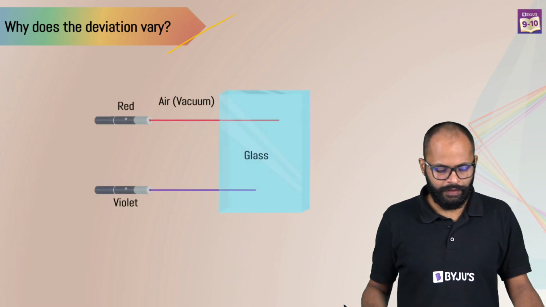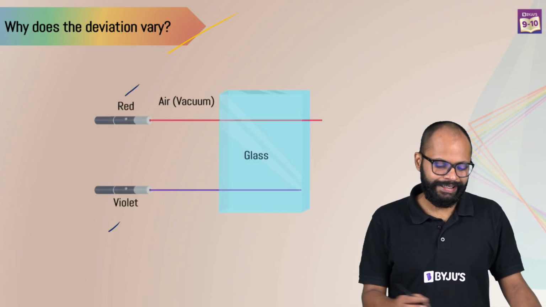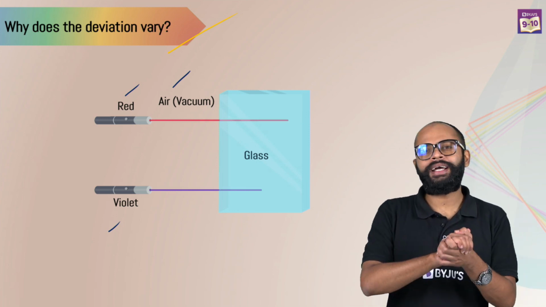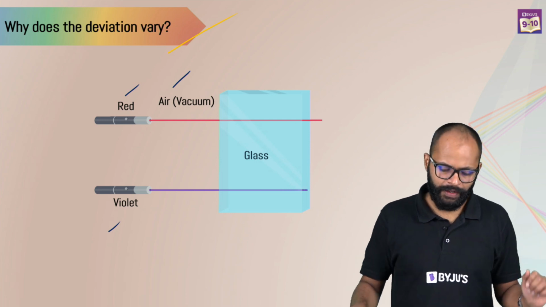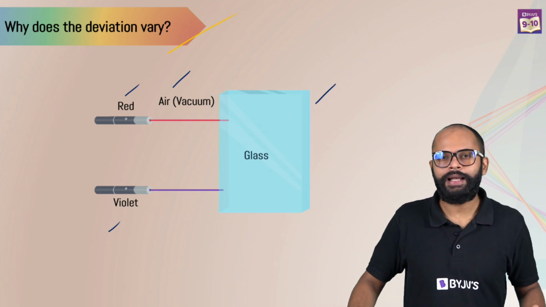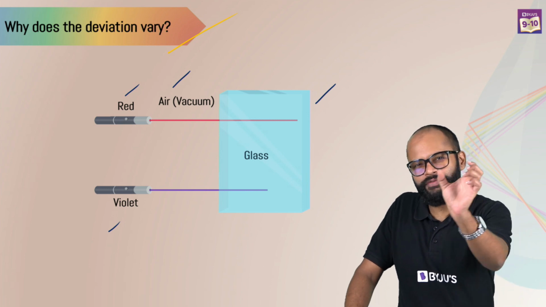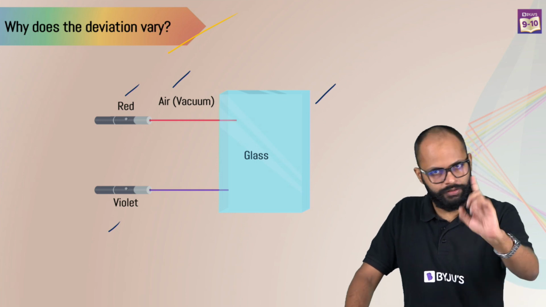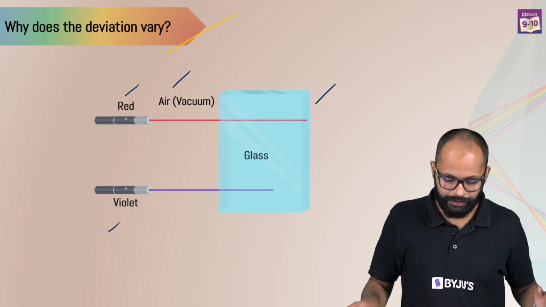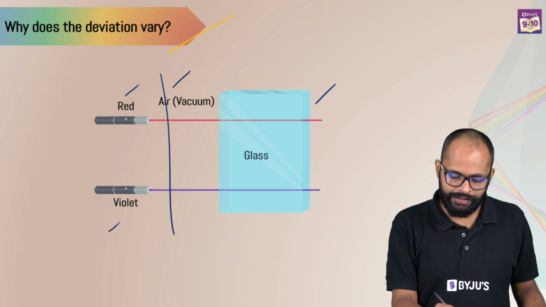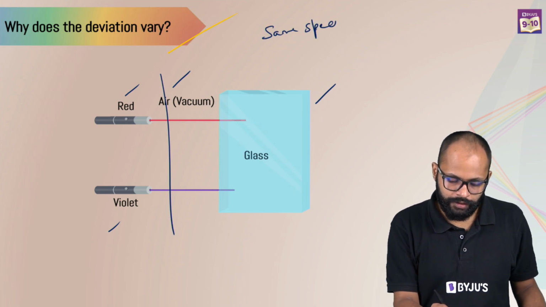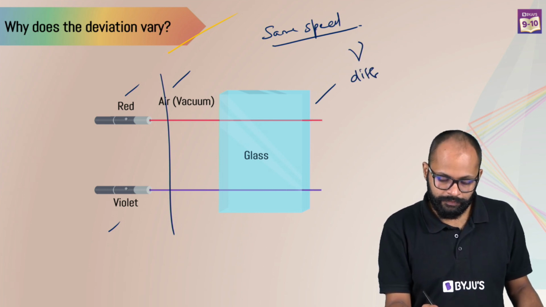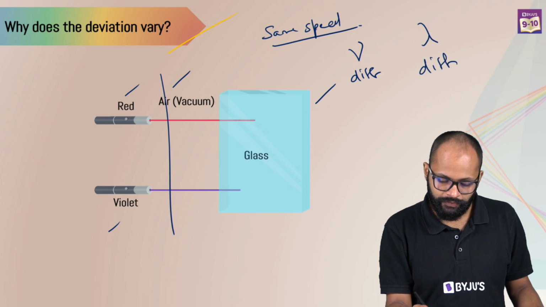Not a difficult thing to do. Red and violet in air, or we can say vacuum, the speed of all the colors is the same. That is the speed of light we say, right? But what happens inside the glass? Both of them have different frequencies and different wavelengths. That's true. Equally, they have the same speed. So in air, all the light rays have the same speed. What is different? Frequency is different. Wavelength is different.